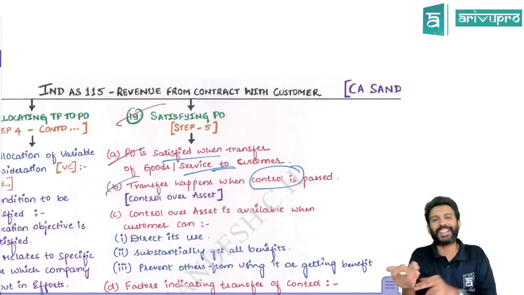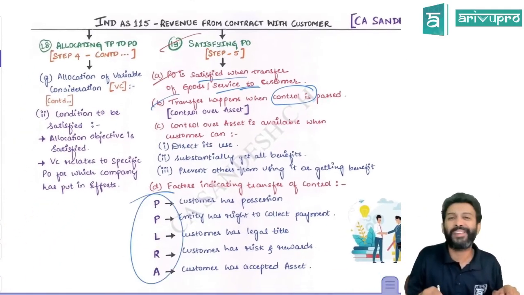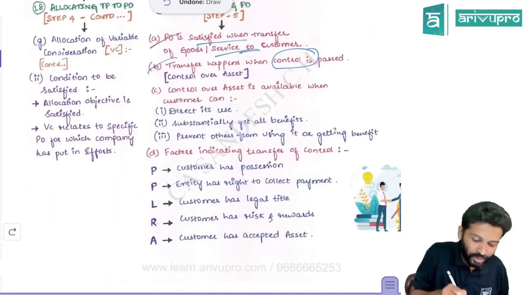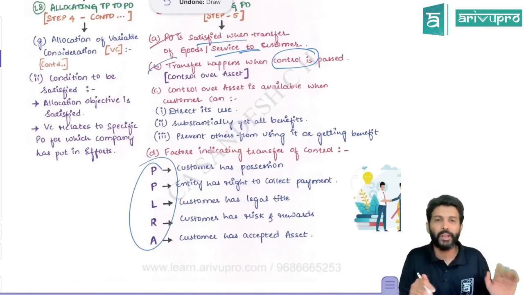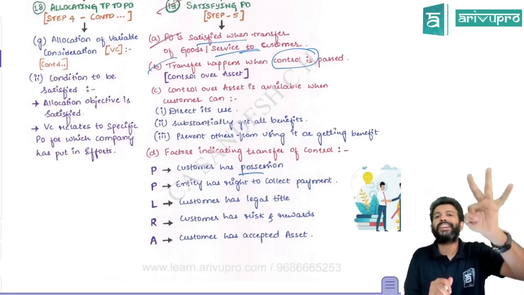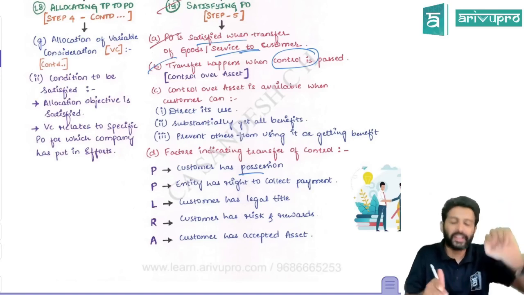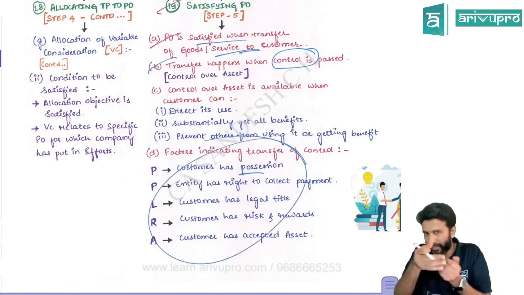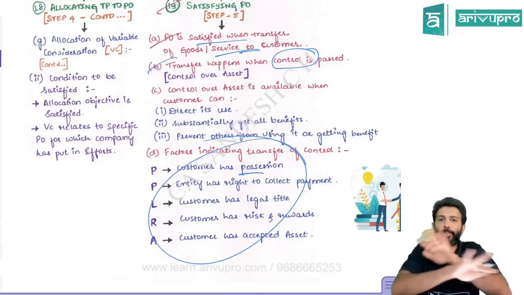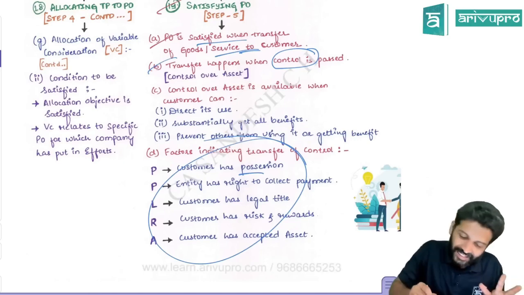So when can you say control has been transferred? For that, we have certain criteria, which for our class purpose we call PPLRA. If these factors are there, you could say the transfer of control has happened. P is the customer has possession of the goods. Another P is the entity has a right to collect the payment. L, the customer has legal title. R, the customer has risk and reward. A, the customer has accepted the product. If these indicators are there, then we say the customer has control over the goods or service, so the performance obligation has been satisfied. If theory questions come, you may have to write this. Otherwise, not required.